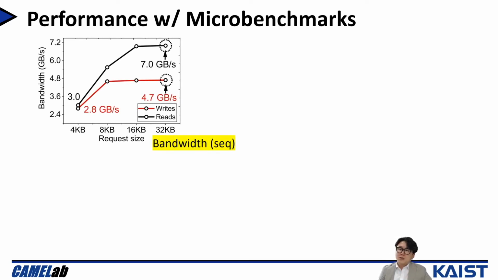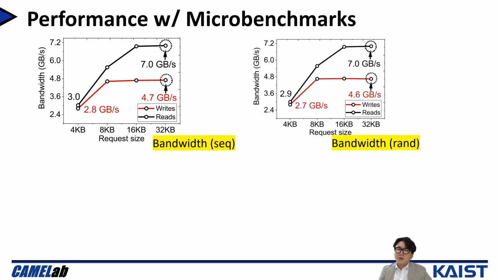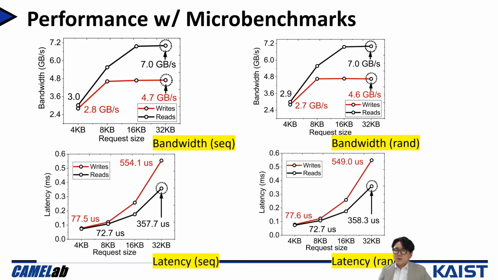OpenExpress shows 2.8 GB per second to 7 GB per second bandwidth in this microbenchmark test. Thanks to the hardware automation, the benchmark evaluation shows no difference between the random access pattern and the sequential access pattern in terms of bandwidth. The latency trend is also similar to each other. And note that even with a higher queue depth I/O processing to provide maximum bandwidth, the latency is under a few hundred microseconds.